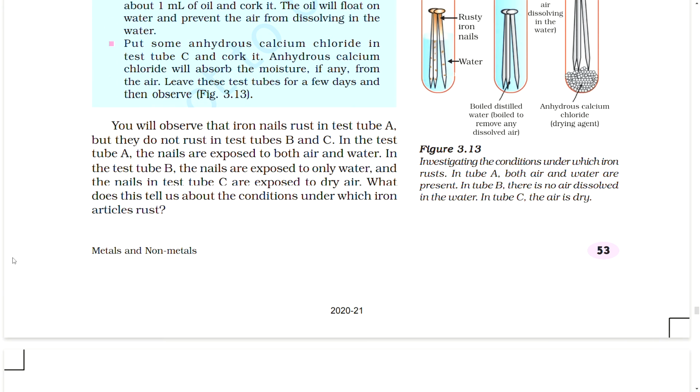You will observe that iron nails rust in test tube A but they do not rust in test tubes B and C. In test tube A, the nails are exposed to both air and water. In test tube B, the nails are exposed to only water. And the nails in test tube C are exposed to dry air. What does this tell us about the conditions under which iron articles rust?